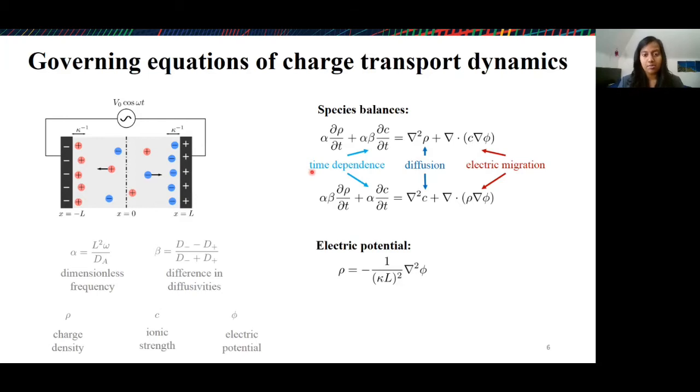Now, a couple of things I want to point out about these species balance equations. First is that the time-dependent terms have a coefficient alpha, which is the dimensionless frequency of the system. Additionally, they also have this coefficient beta, which is an asymmetry parameter, which quantifies the difference in diffusivities of the two ions. Now, if the two ions had equal diffusion coefficients, beta would be 0, and the time dependencies would simplify quite a bit. The other thing I want to point out is that this electric migration term is nonlinear.